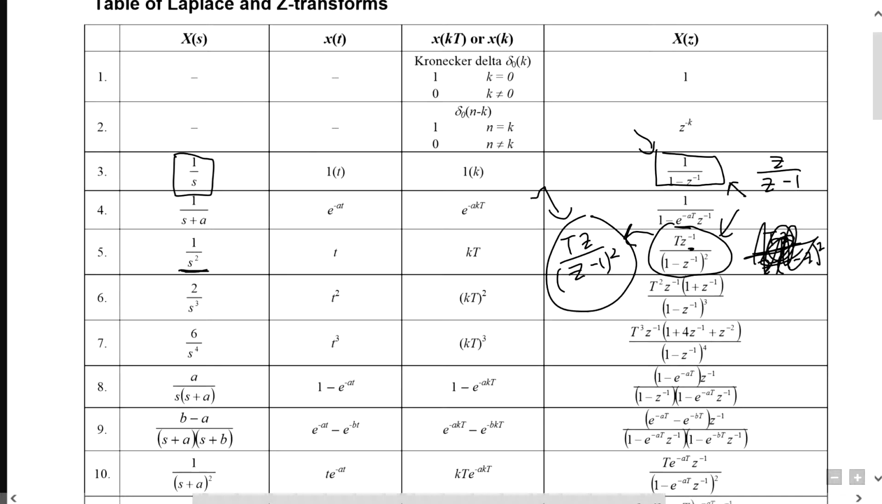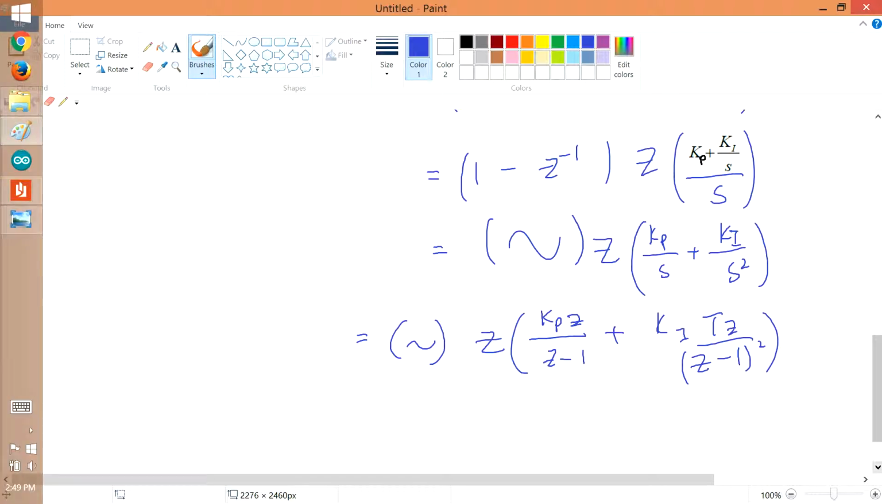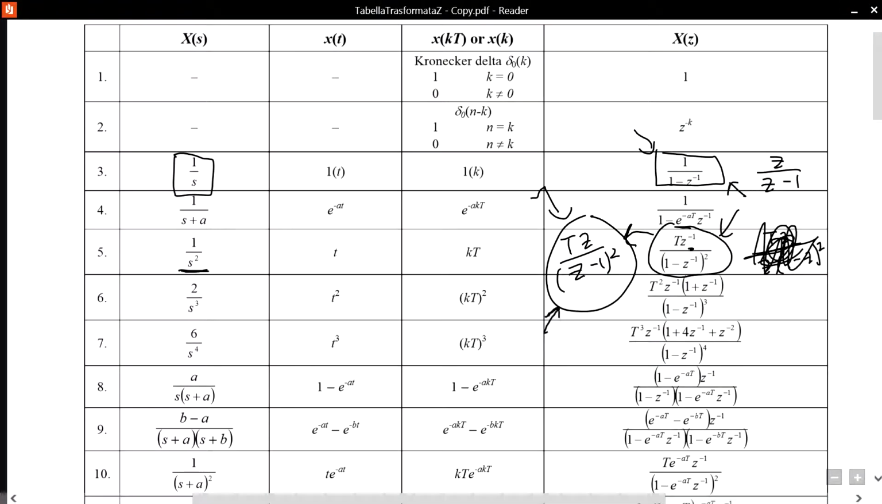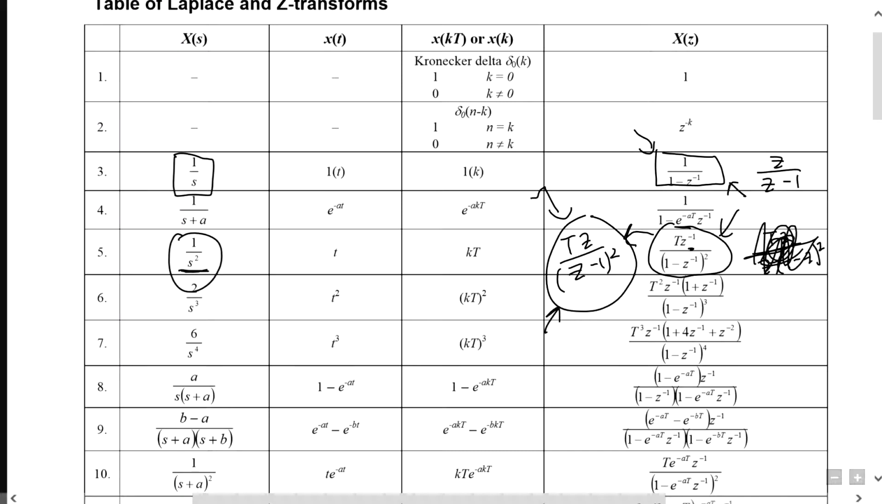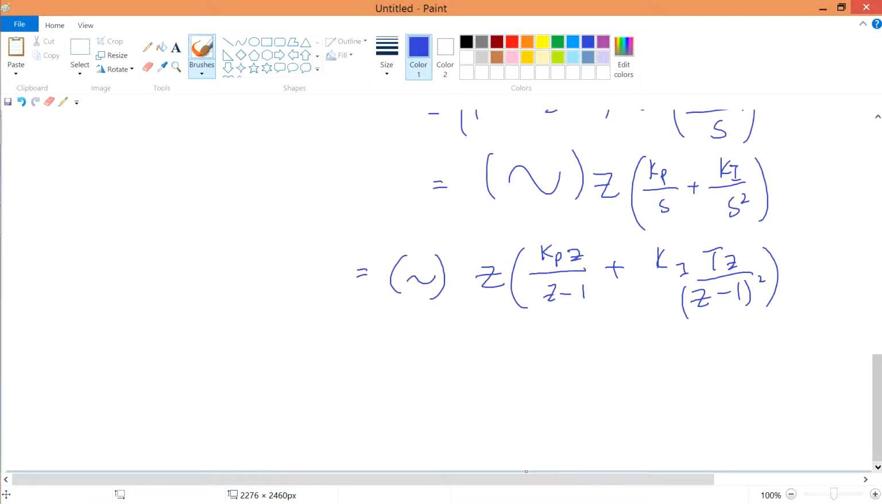I'm just gonna paste it, because 1 over s squared, so ki multiplied by 1 over s squared, if you z-transform, is T z over z minus 1 squared, right? This is something that we came from just now, right? So your 1 over s squared is this one, just to double confirm now. So therefore I have this thing over here.